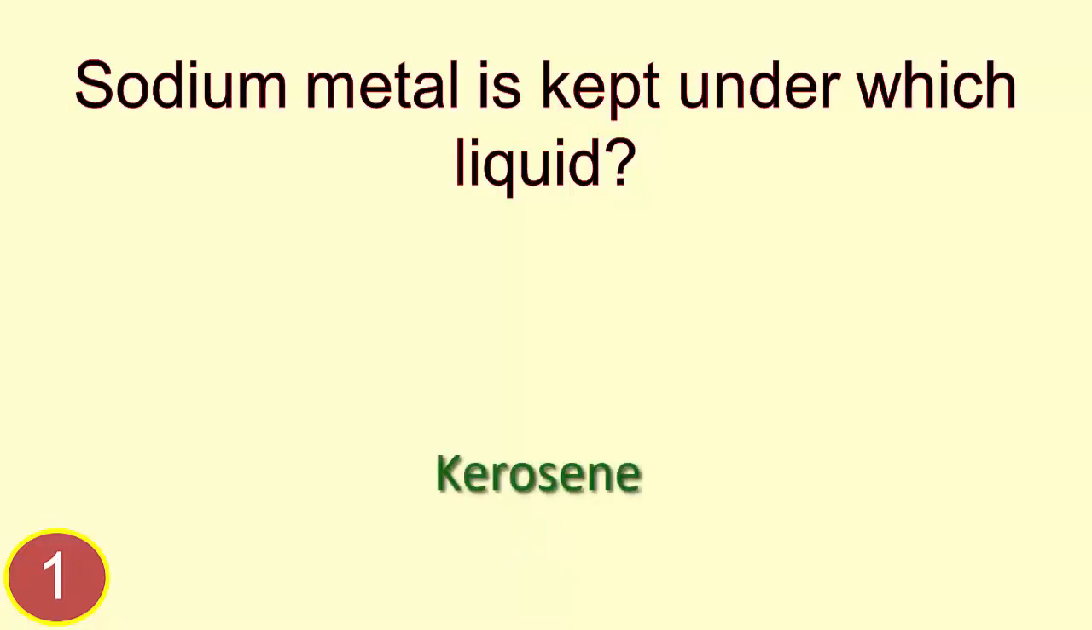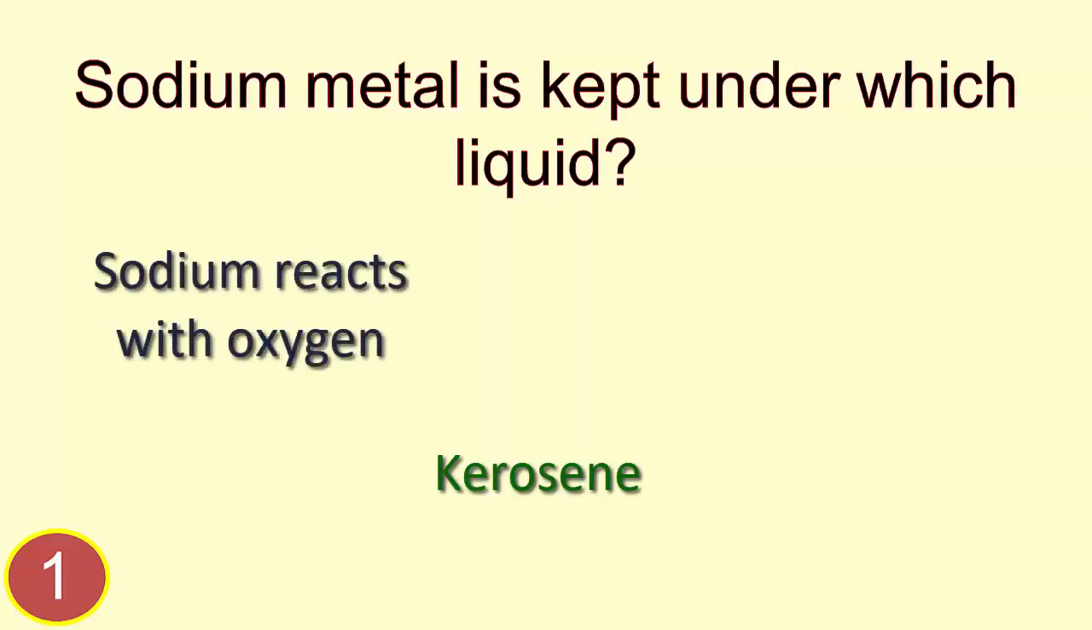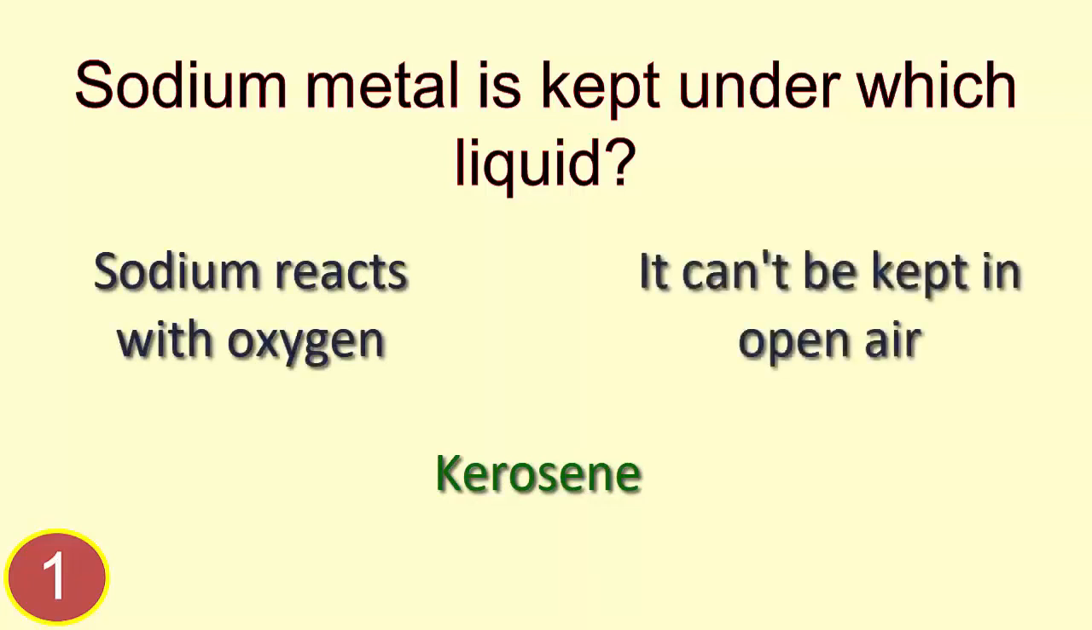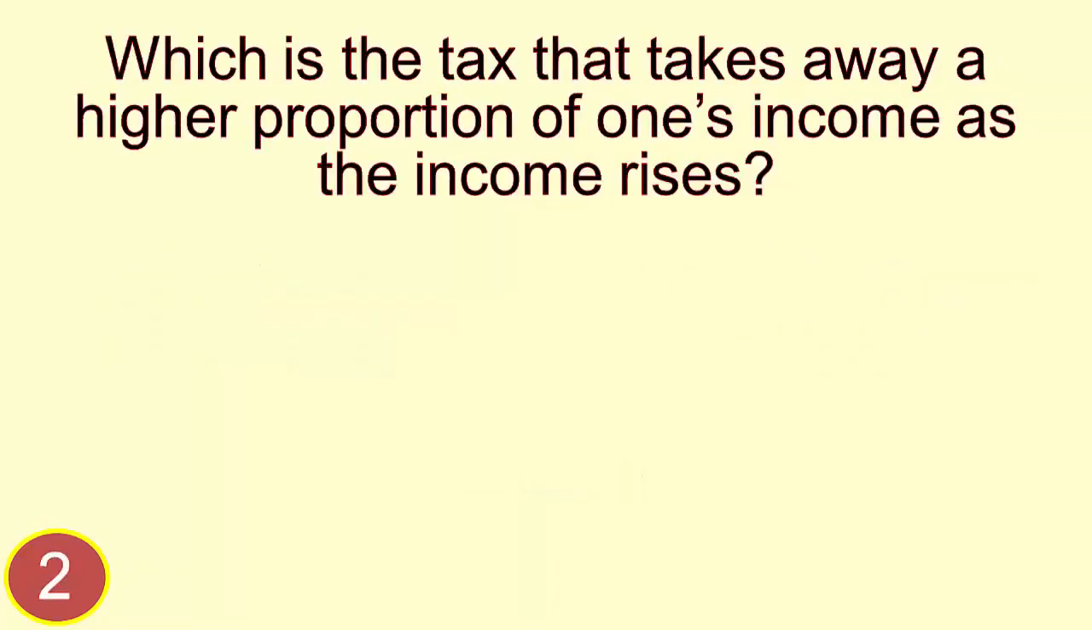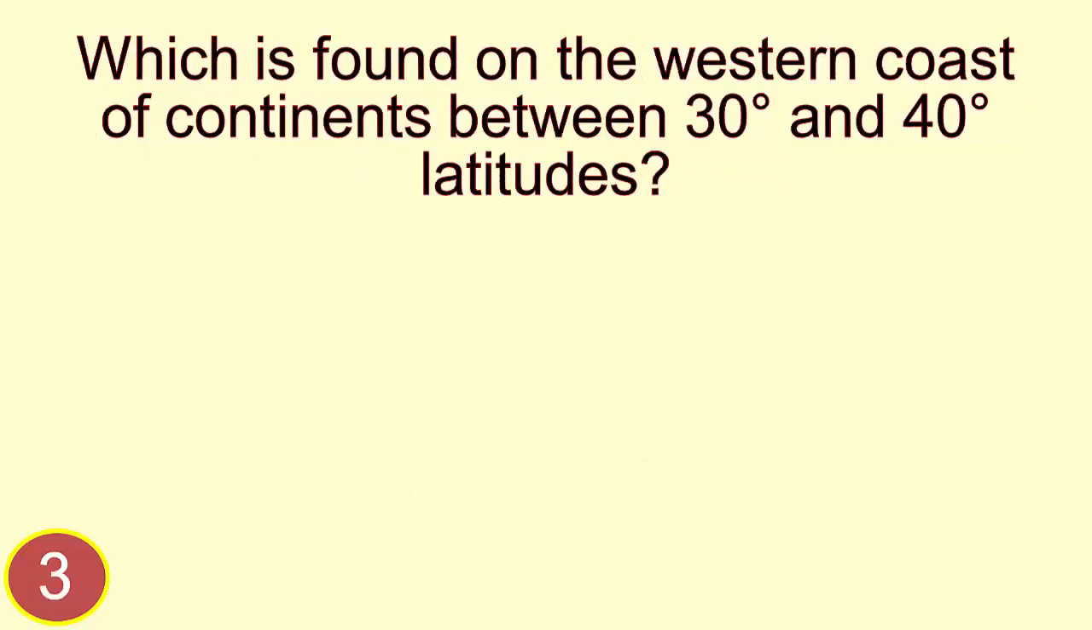Answer is kerosene. Sodium readily reacts with oxygen, so it cannot be kept in open air. That is why it needs to be stored in kerosene. Which is the tax that takes away a higher proportion of one's income as the income rises? Answer is progressive tax.